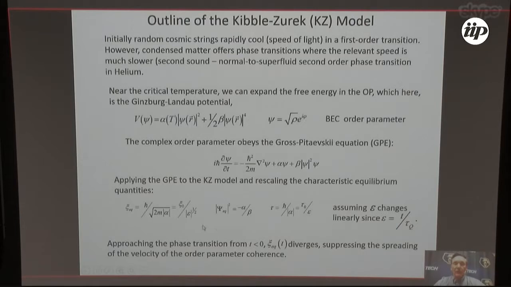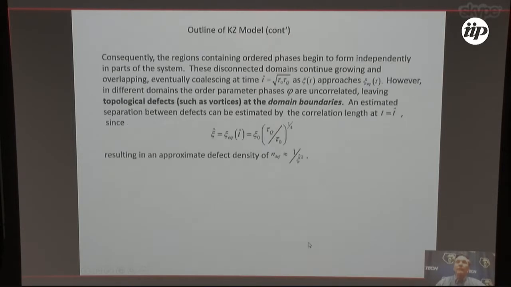And when we rescale, we can approach the phase transition, T less than zero. We always have a parameter when we get to coherence, or almost always, I don't know of any place where it hasn't, that suppresses the spreading velocity of the order parameter coherence. Consequently, we have regions of ordered phase that begin to form independently, key factor, independently in points of the system, and these disconnected domains continue growing and overlapping, eventually coalescing as T approaches the equilibrium.